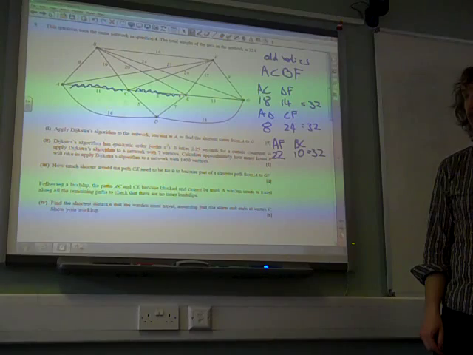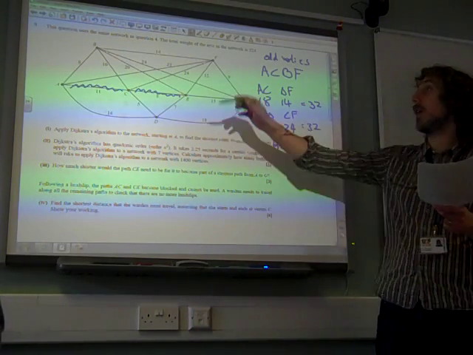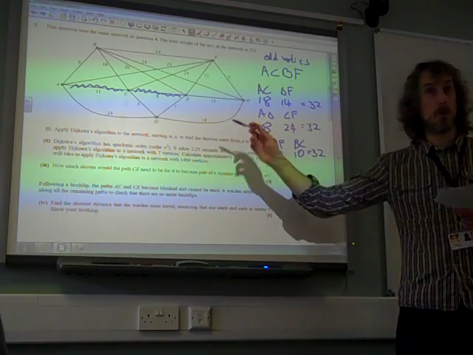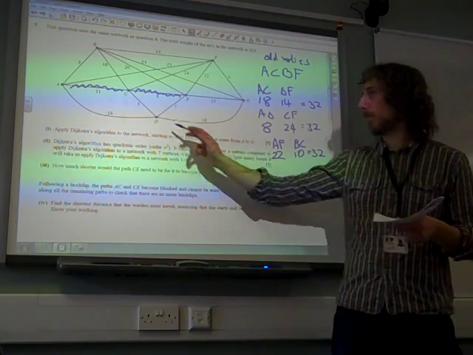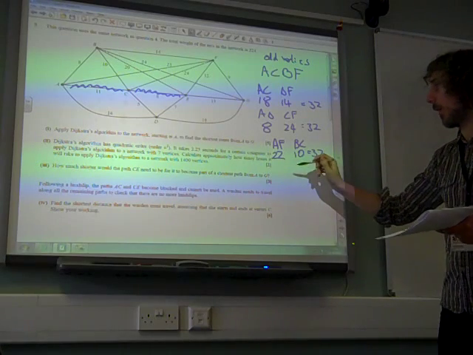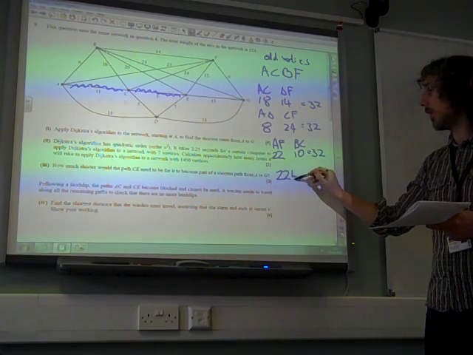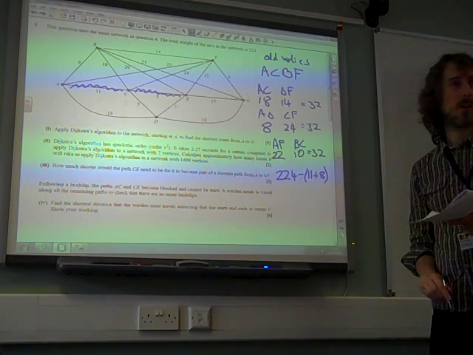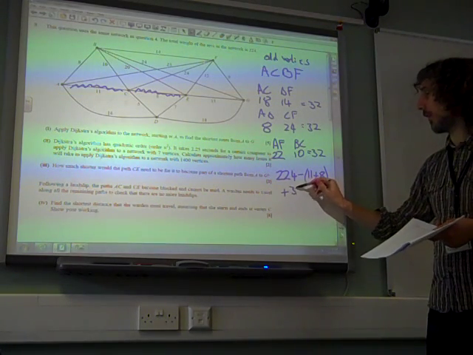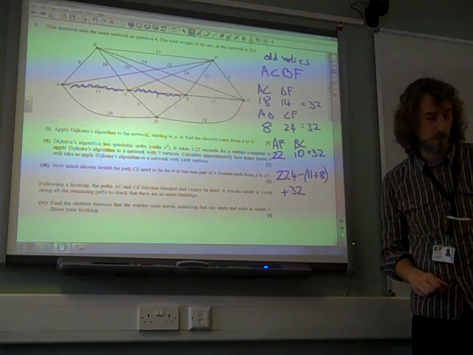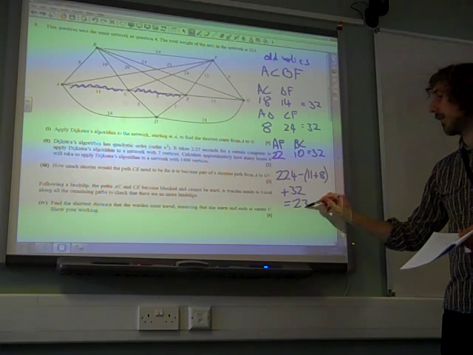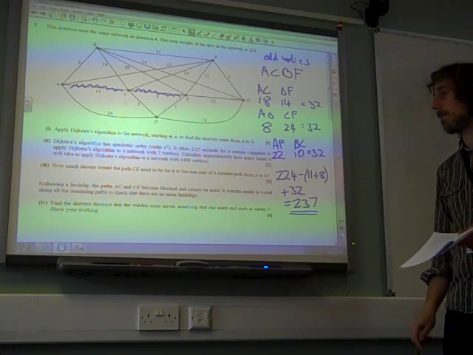Now, remember what's happened here as well. The question did say the total weights is 224. But we've removed 2 weights. We've removed 11 and 8. So our total is 224, take away the 11 and 8 that we've removed, and add in the 32 that we're going to have to repeat, whichever ones we choose to repeat, and that gives us an answer of 237.